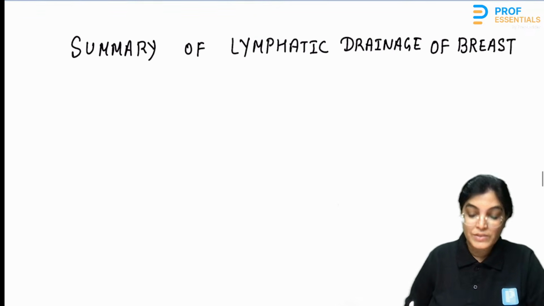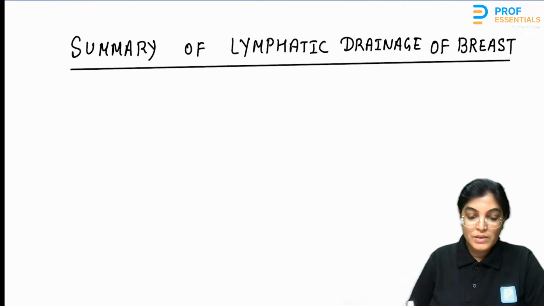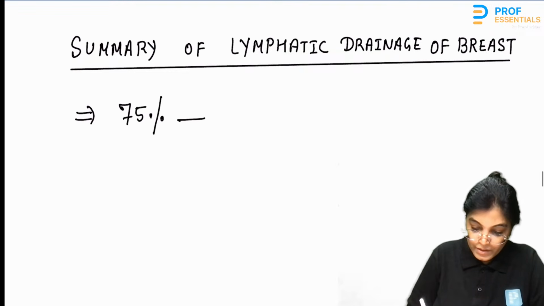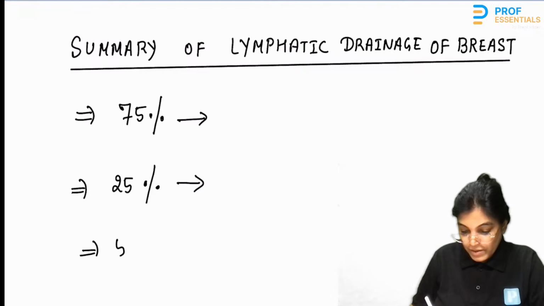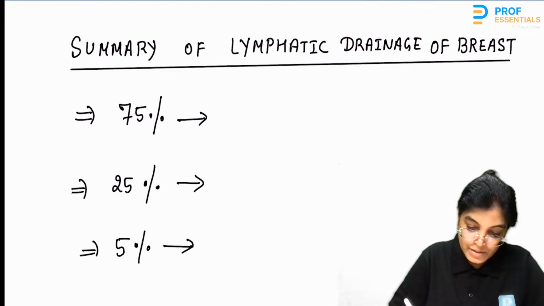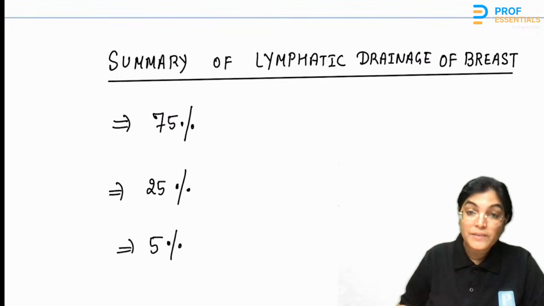Summary for the lymphatic drainage of breast. Just to summarize the important points, you can write: 75% of the parenchyma drains into, 25% of the parenchyma drains where, and the remaining 5% of the parenchyma drains where. Okay, let me just write it.